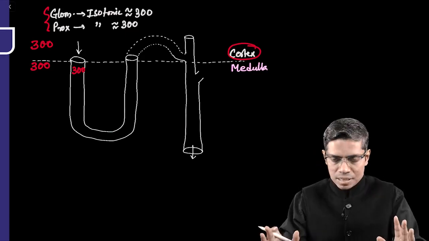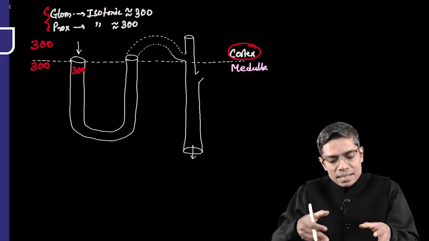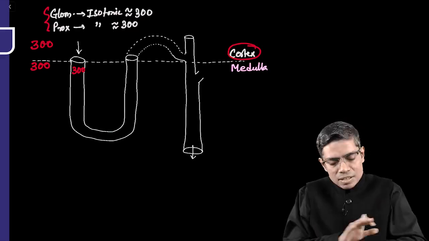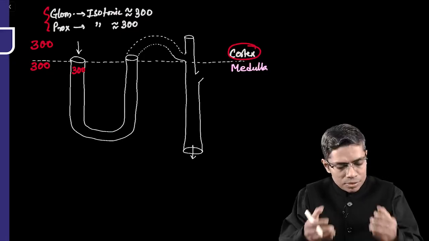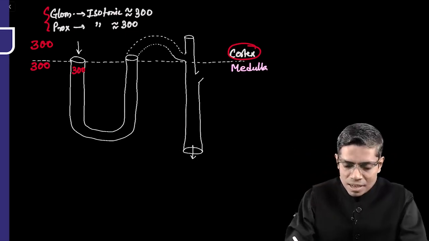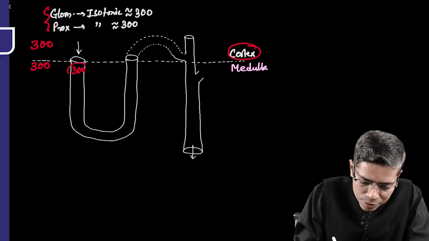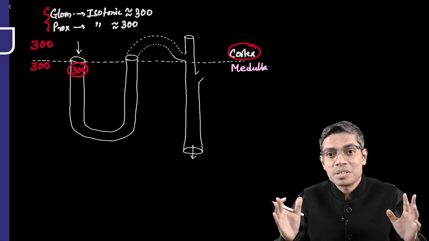So just imagine that the countercurrent system has not developed yet in this diagram. We are going to generate that. How is it going to be generated? Suppose the filtration has occurred for the first time and the isotonic solution is flowing through the loop of Henle for the first time. So what is going to happen?